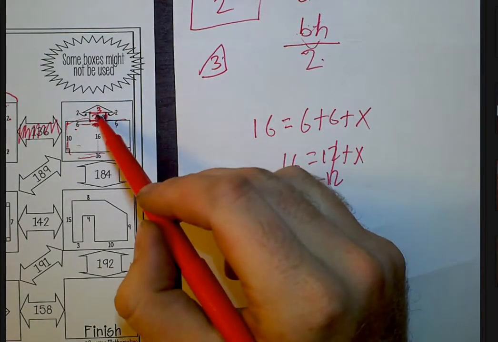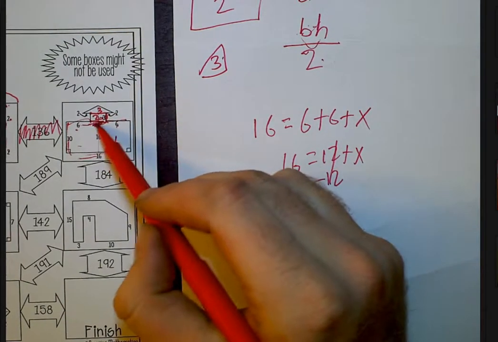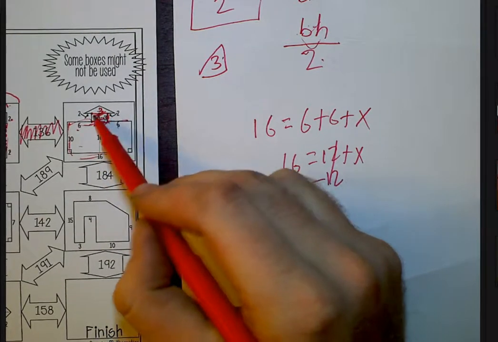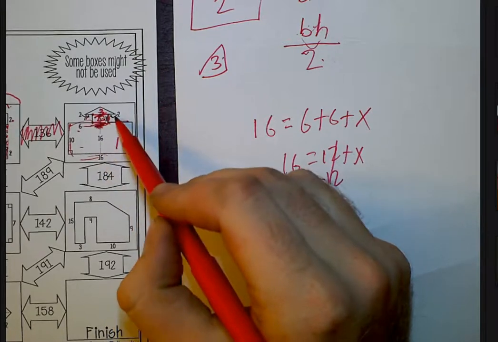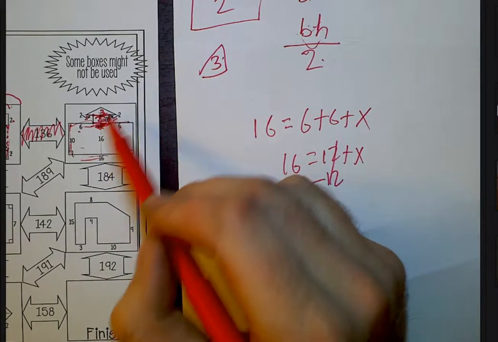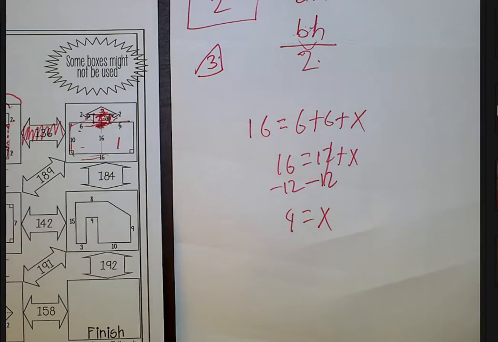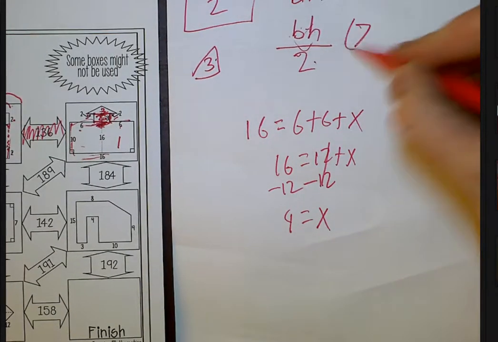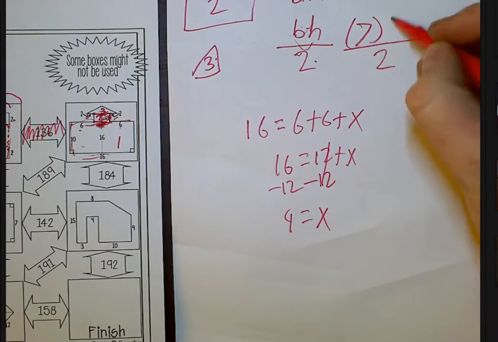So since the bottom of this rectangle is 3, we know the top of this rectangle is also 3. So we can add together these 3 lengths, 2, 3, and 2, to find the base of our triangle. 3 plus 2 is 5. 5 plus 2 is 7. So the base is 7. Now I need to find my height.